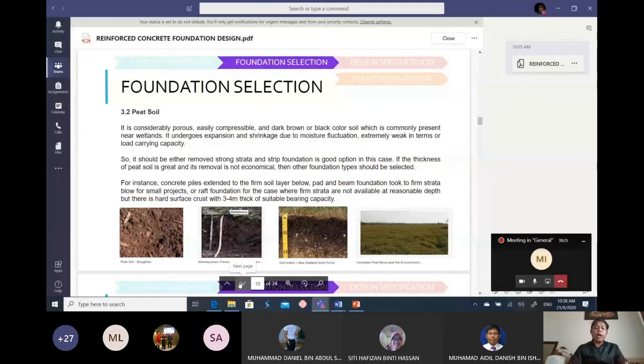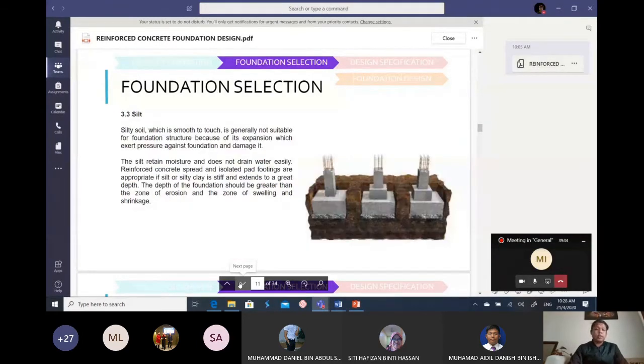So this is how we can increase the soil bearing capacity, or the performance of the soil, for the pit soil. Okay, this is a silt. Silty soil, which is smooth to touch, is generally not suitable for foundation structure because of its expansion, which exerts pressure against the foundation and damages it. So there's a possibility it will cause a problem to the structure.